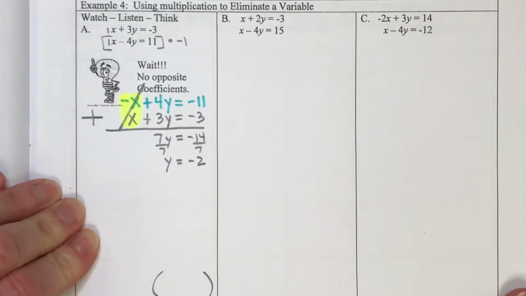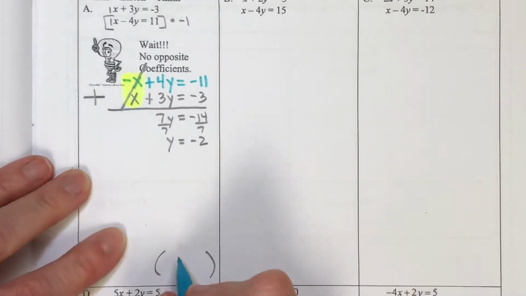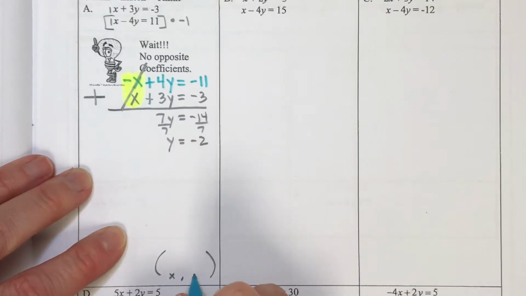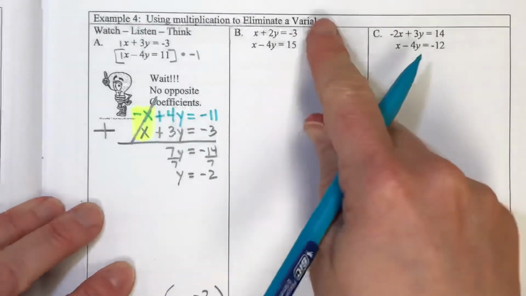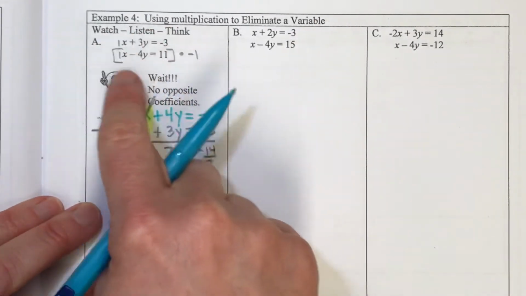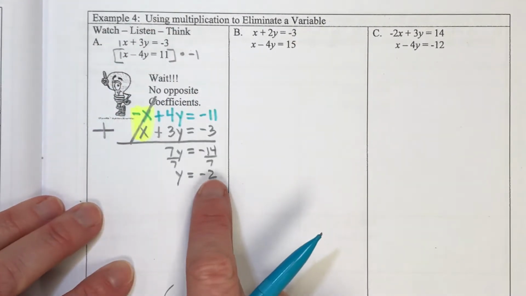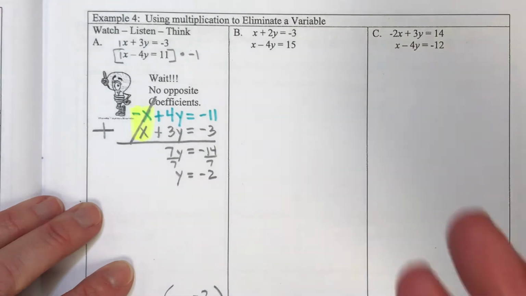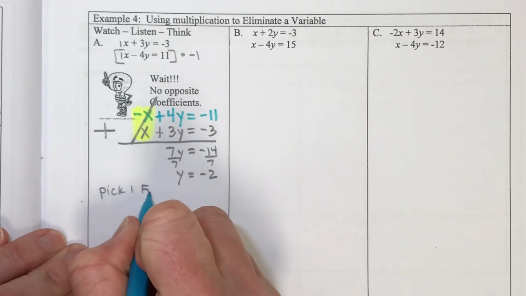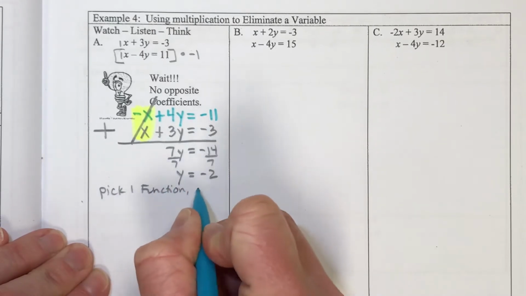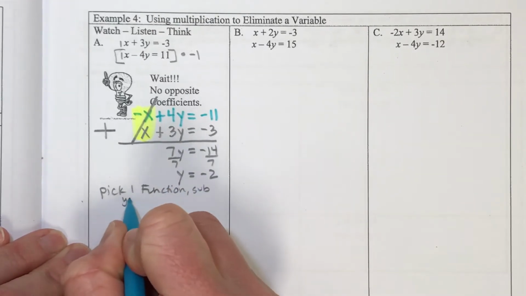So my answer here is going to be an ordered pair. It's going to be an x value, comma, a y value, and I know the y value is -2. Now what you want to do is pick either function that you had from the beginning and substitute -2 in for the y, and you'll get your x value. So pick one function and sub back in y equals -2.